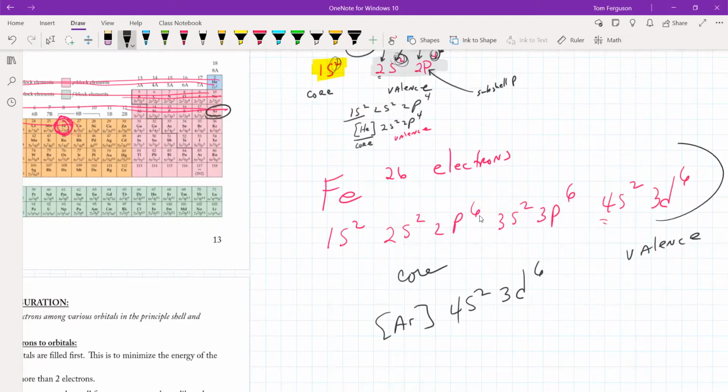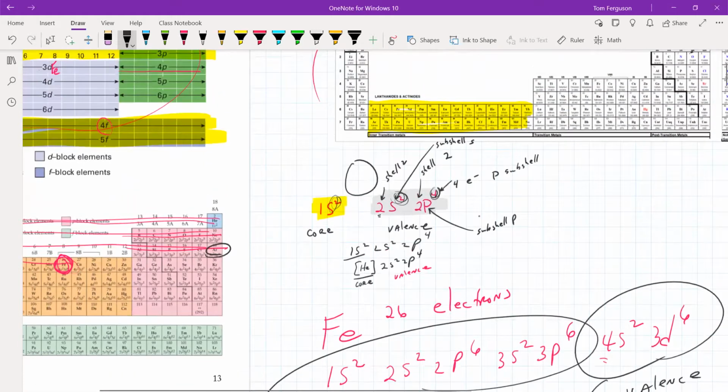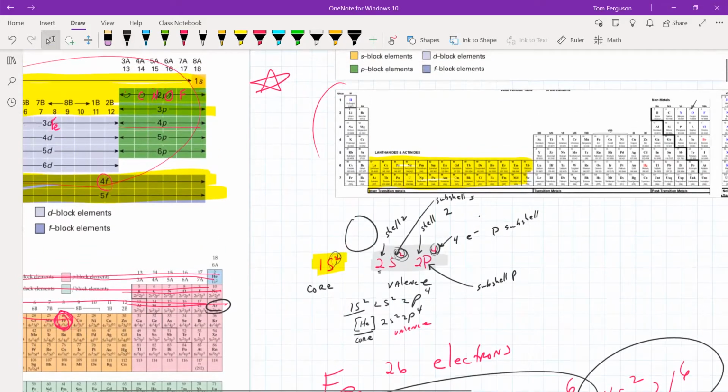Okay, so this here is represented by argon. Okay, so to do the noble gas shorthand, you go up a row over to the right. And that's the noble gases, and that will represent all the core electrons. Okay, up a row to the right, noble gas. Just like here. With oxygen, you do the same thing. Up a row, here's oxygen. Up a row to the right, helium.